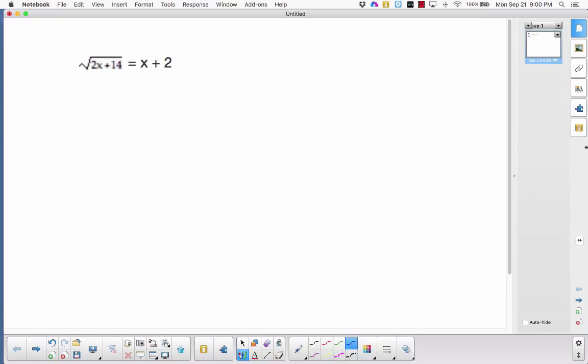Here's a nice equation to solve. So it's a square root or a radical equation. I would probably have liked to have seen it look like this: the square root of 2x plus 14, minus 2, is equal to x. Just sort of forcing you to isolate that radical. So you'd add 2 to both sides. That's an add. And you'd come up with that. But this is okay too.